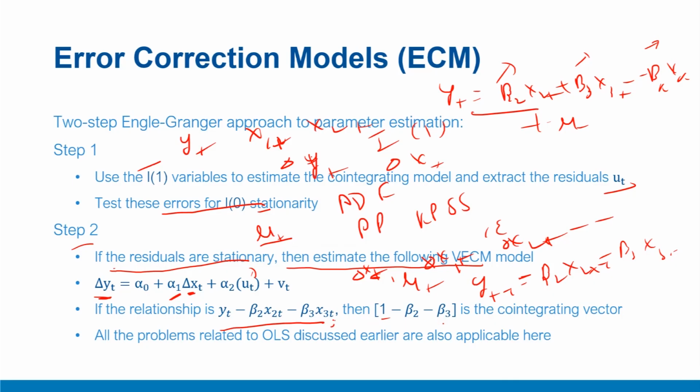You can generalize this relationship for more number of variables, and this captures this mu t. So this is your mu t. When you again estimate this relationship, then in that case alpha 1 captures your short-term relationship, alpha 2 captures your correction in error. It's like speed of adjustment towards equilibrium because it is getting multiplied to mu t, and this is your co-integrating vector 1 minus beta 2 minus beta 3, which captures the long-term relationship.